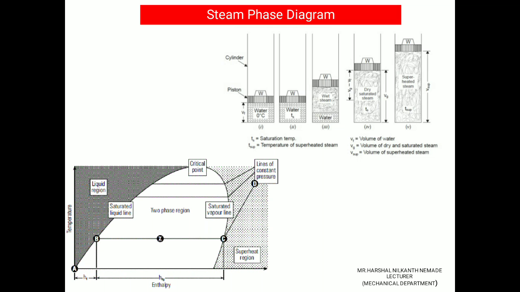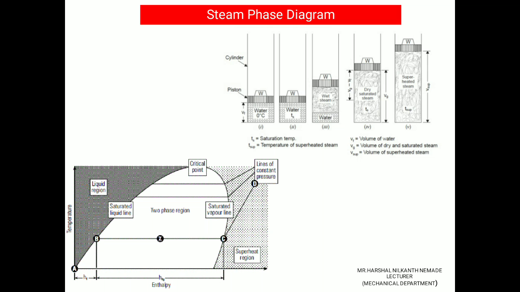Liquid region is in dark color. Superheat is in light color dotted. And the portion which is in middle, it is two phase region, that is a saturated liquid line and saturated vapor line, and at the top there is a critical point.